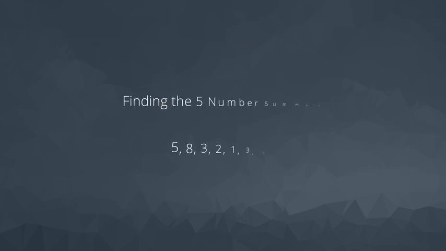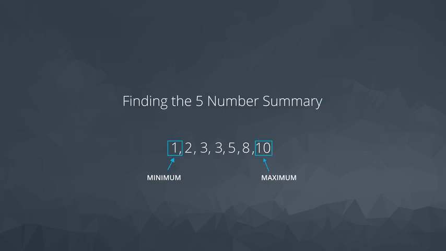Consider we have the following data set. The first thing we need to do to calculate the 5-number summary is to order our values. Once ordered, the minimum and the maximum values are easy to identify as the smallest and largest values.